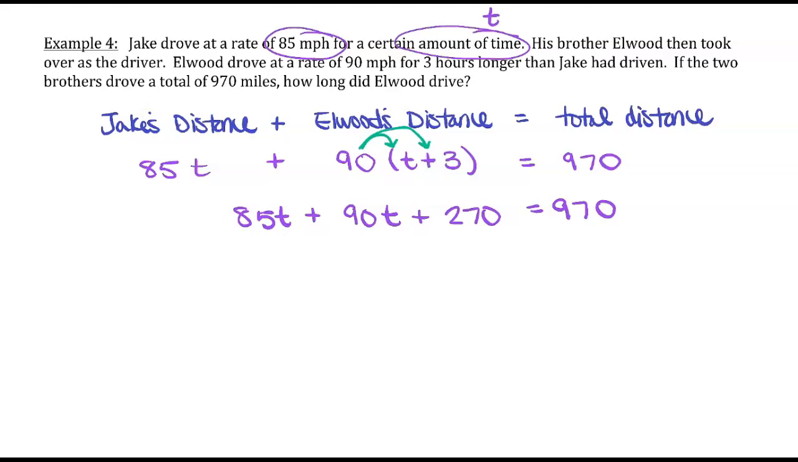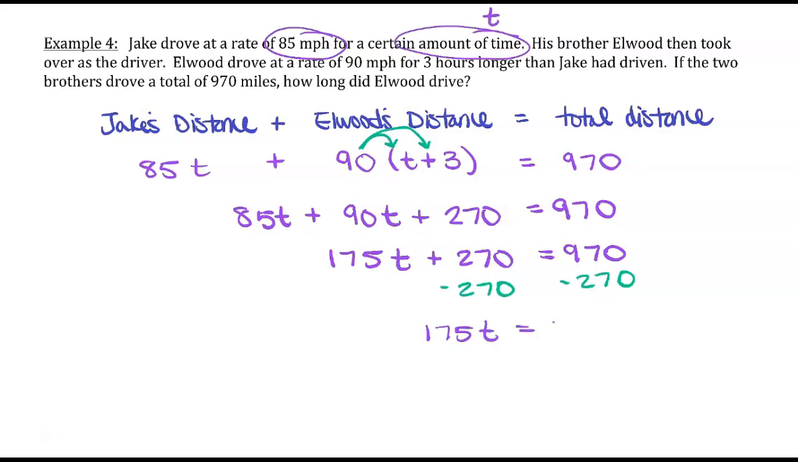Combining like terms, we have 85t plus another 90t for a total of 175 times t. We can now begin to isolate t by first subtracting the constant 270 from both sides. This will give us 175t on the left and 700 on the right. Finally, dividing both sides by 175, we have t is equal to 4. Now we know that Jake's amount of time driving was 4 hours.